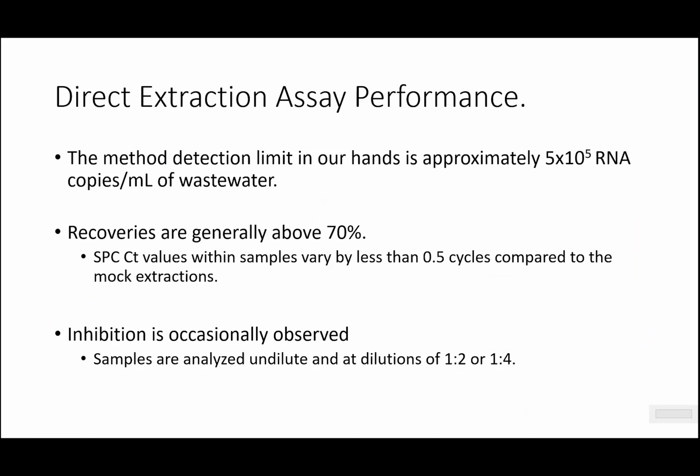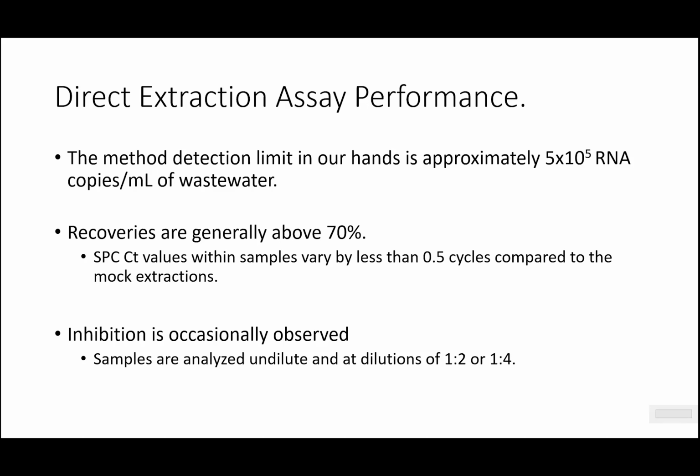All right, I'll briefly go through some of the critical parameters that we've determined for this method. Starting with the method detection limit, we've determined that the detection limit in residential wastewater is approximately 5 × 10⁵ copies per milliliter. This was done by spiking decreasing amounts of heat inactivated SARS-CoV-2 into residential wastewater that was negative for any native SARS signal.